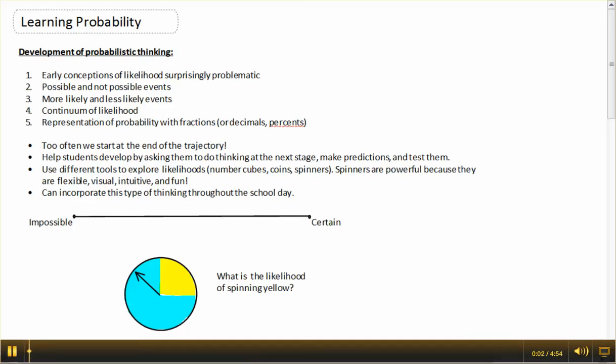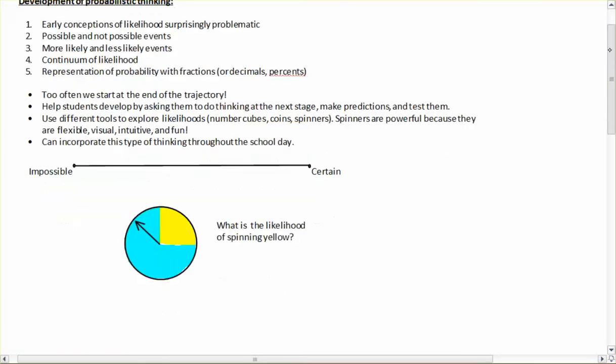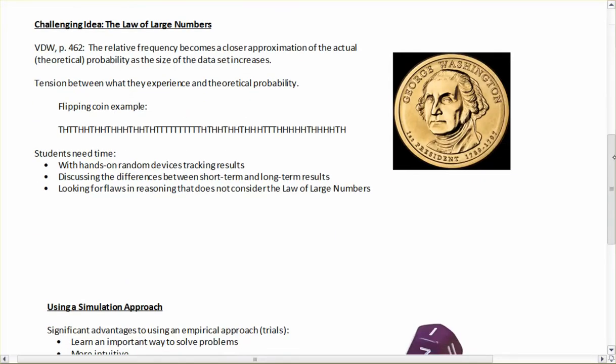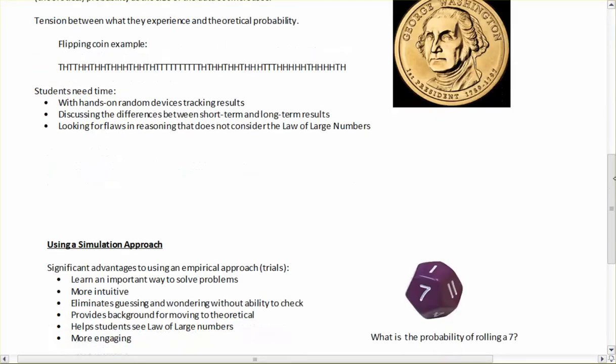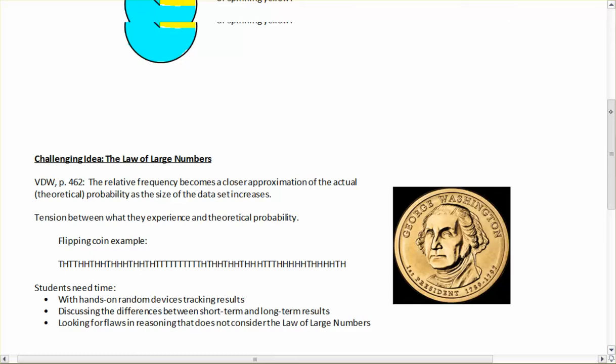Hi, this video is about learning probability. We'd like to talk about three different things in relation to students learning probability. First, the development of probabilistic thinking. Next, the challenging idea for students, the law of large numbers. And finally, using a simulation approach to help students learn about probability.